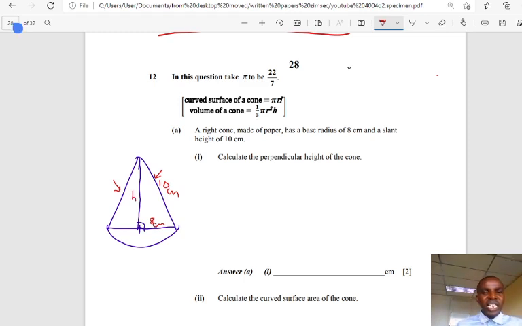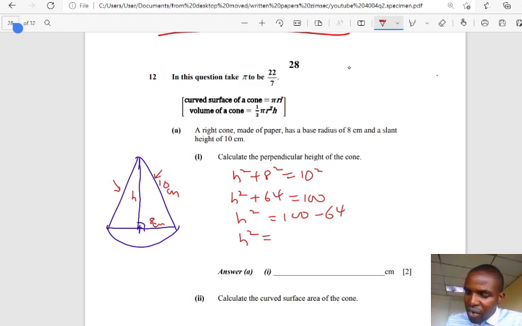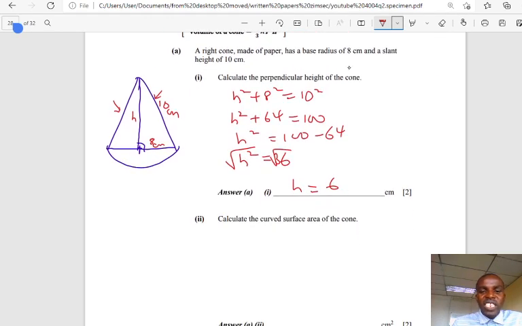Use Pythagoras. There's a right angle triangle. So you say h squared plus 8 squared is equal to 10 squared. Then it will be h squared plus 64 is equal to 100. h squared is equal to 100 minus 64. What do you get here? 36. Then to remove the square, you put square root. So h is equal to square root of 36, which is equal to 6. Done. That's the height.